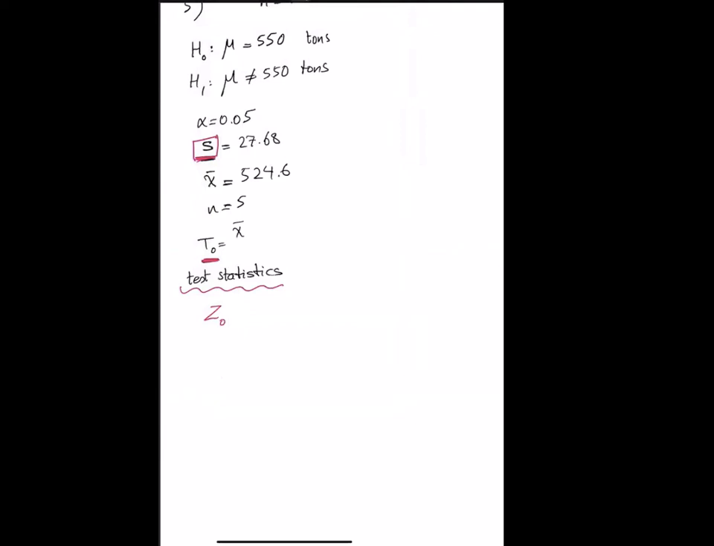Okay, so it's X bar minus mu naught divided by S over square root of N. X bar, mu naught, S over square root of N. And when we do the calculations, the result is minus 2.05. Okay.